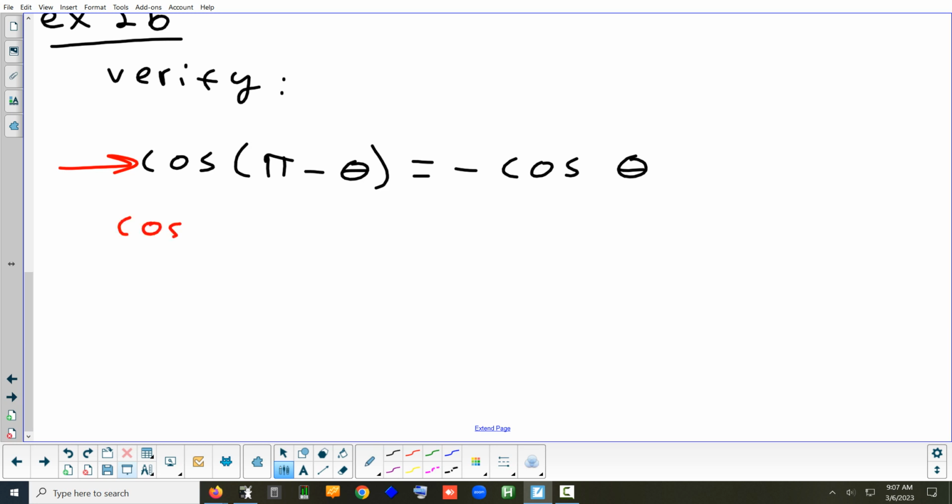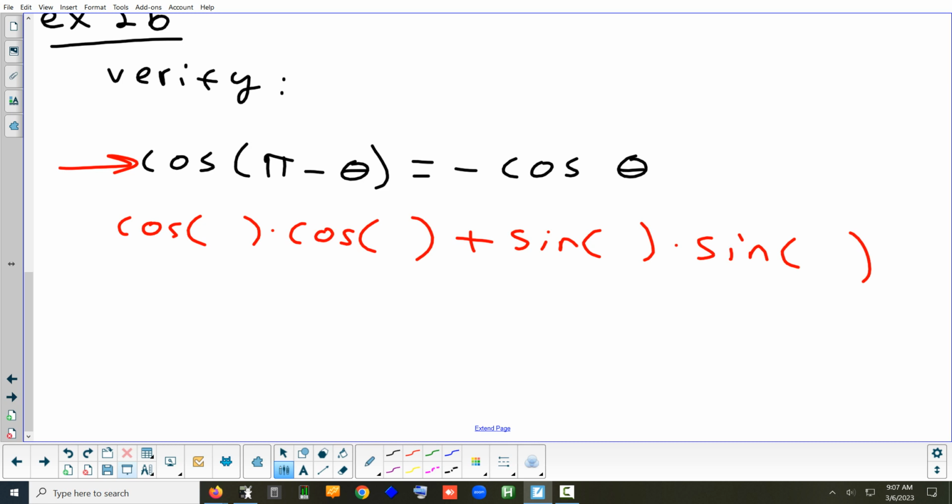Cosine of alpha. Okay, don't even worry about that yet. So cosine of the first. And what comes next? The second. Right, we'll fill that in after. And what symbol do we put right here? Opposite of what you had there. And then what comes next? Sine of the first. Sine of the second. Now fill it in. First, second, first, second.